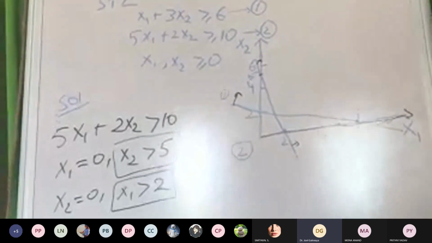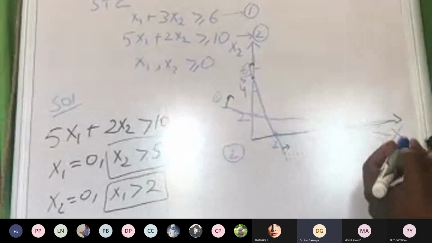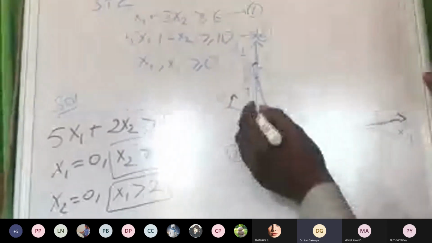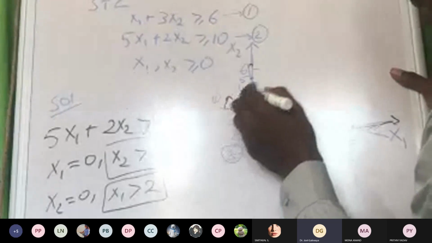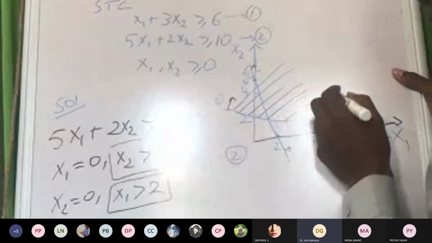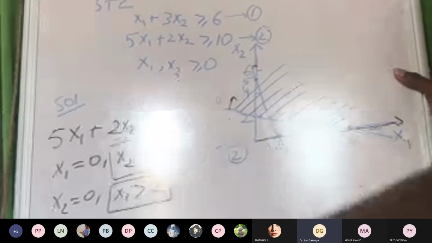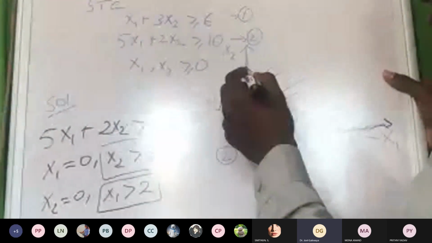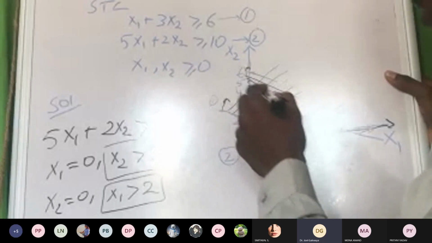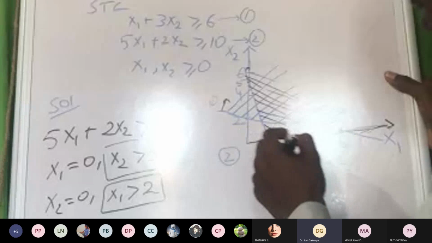As you can see, let me shade the first line. As I shade the first line here, all should be above. This is the first line, right? Second line also. Let me use different lines. All should be above the line for the second line. This is above this line, above this line.